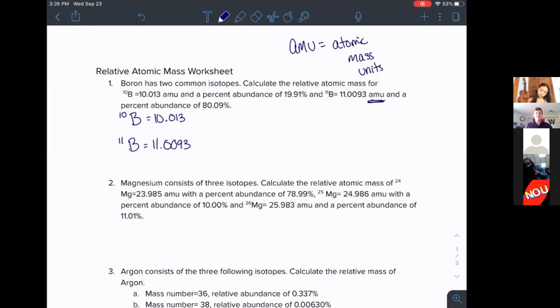So in order to find out the average atomic mass, hopefully yesterday you remember, we are going to take the mass and multiply it by the percent abundance. And when I multiply it by the percent abundance, I do need to convert this into a decimal point. How do I convert that number into a decimal point? Does anybody know?